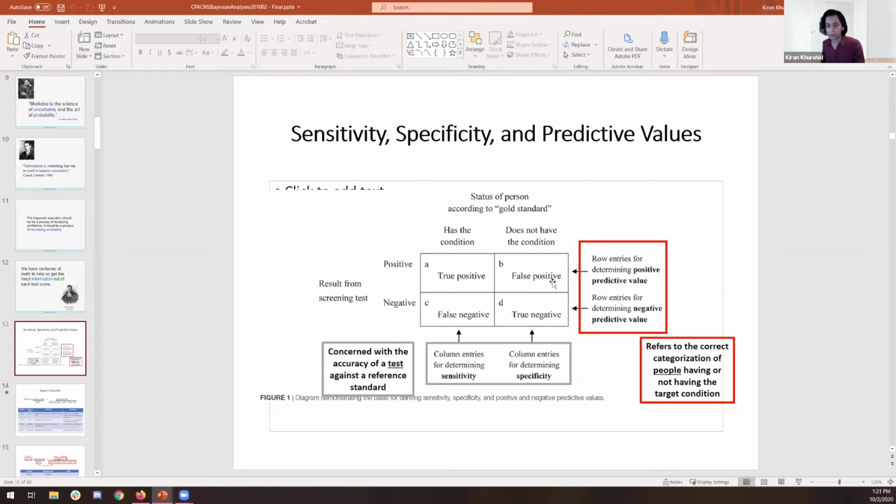But what I wanted to emphasize today is that we really want to spend a little bit more time, from a Bayesian perspective, thinking about the positive predictive value. When we're looking at the rows across, we're looking at the correct categorization of people having or not having the condition of interest, whereas the columns are really more concerned about the test itself. So I think it's important to keep that in mind. And the PPV is very much similar to what we're trying to assess when we are doing Bayesian analysis.